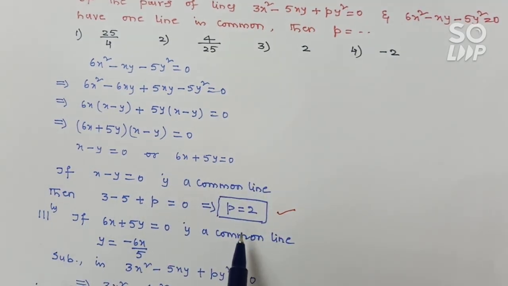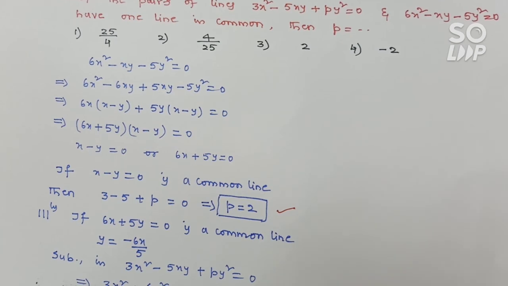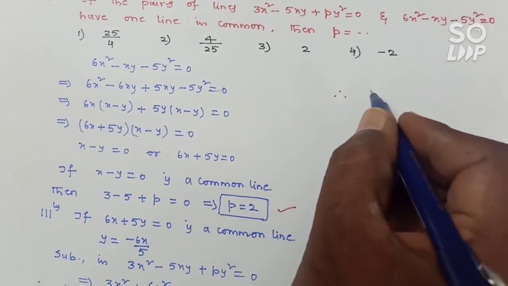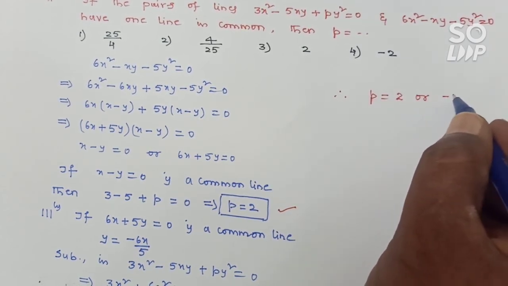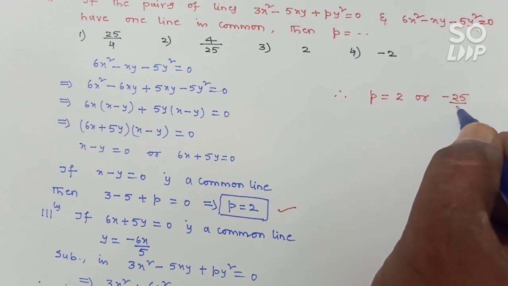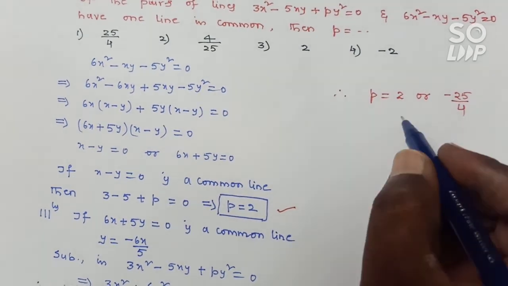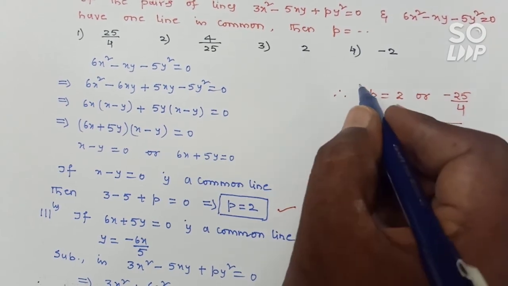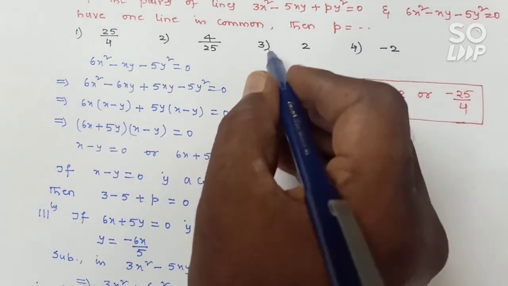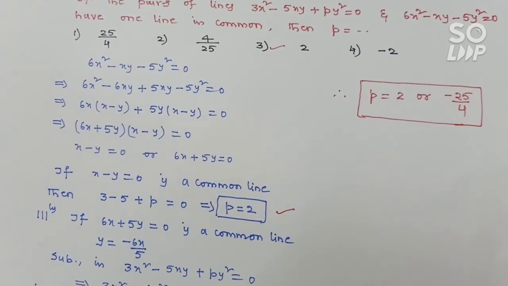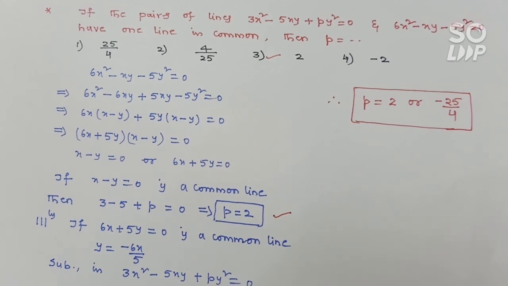So here the possible values of p are, what is that? Therefore p is equal to 2 or minus 25 by 4. So in these both values, what is the correct option? The correct option is the third option, because only the 2 is given in the options. So the right answer is the third option. I hope that everybody understands this concept.